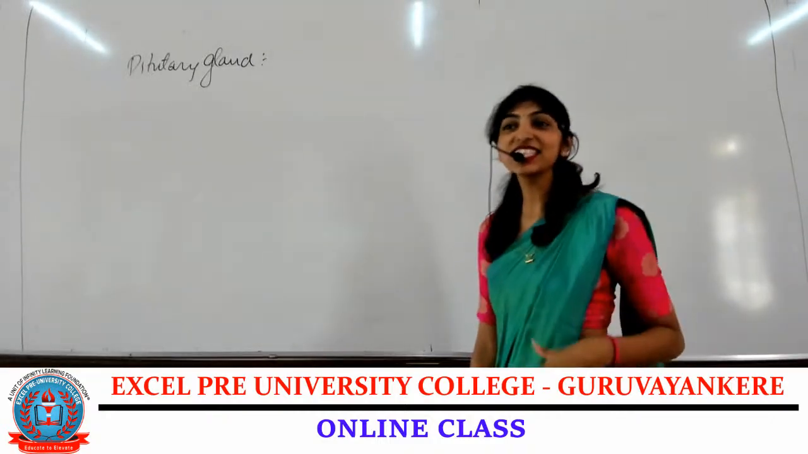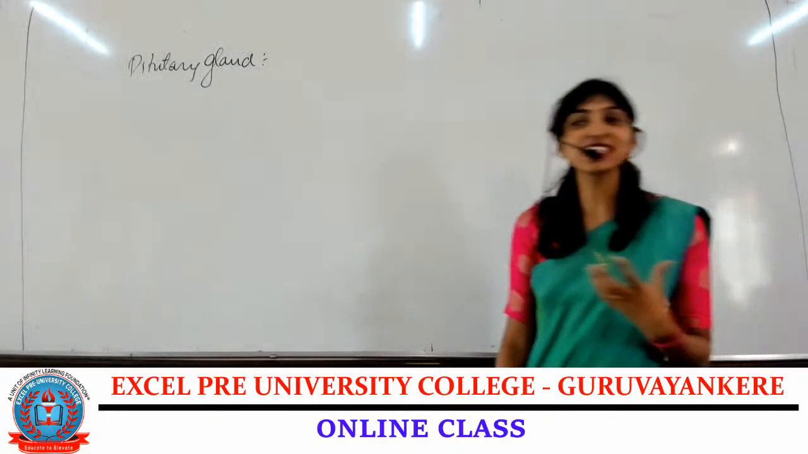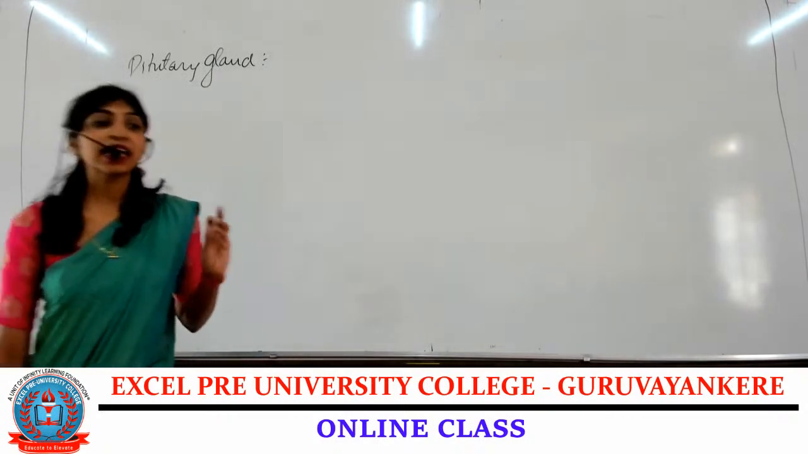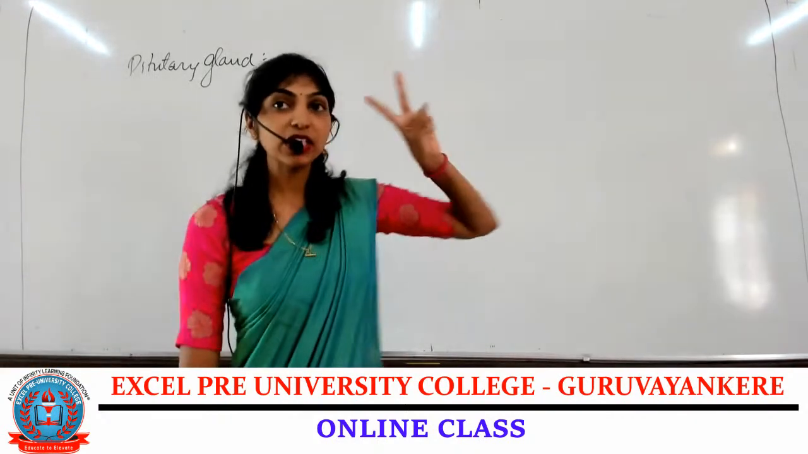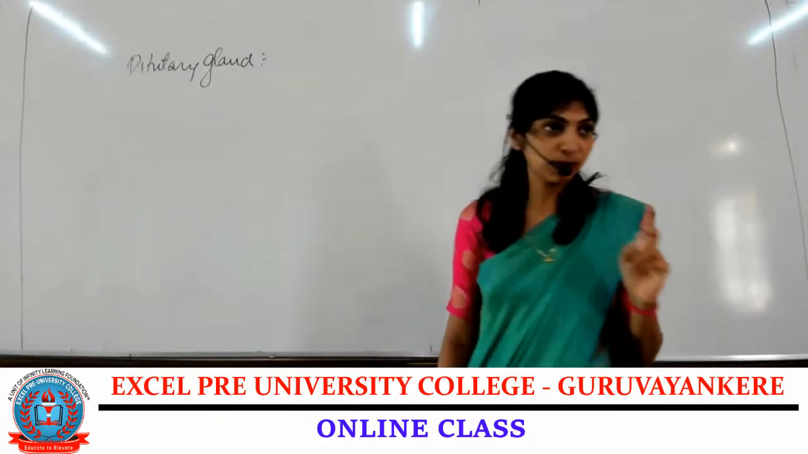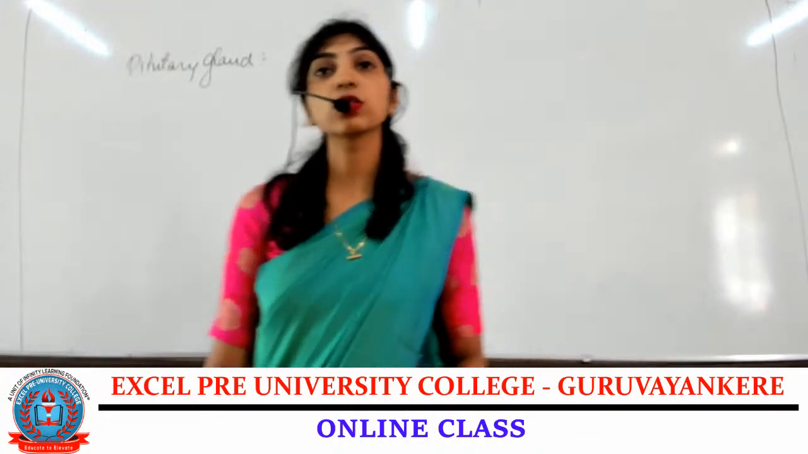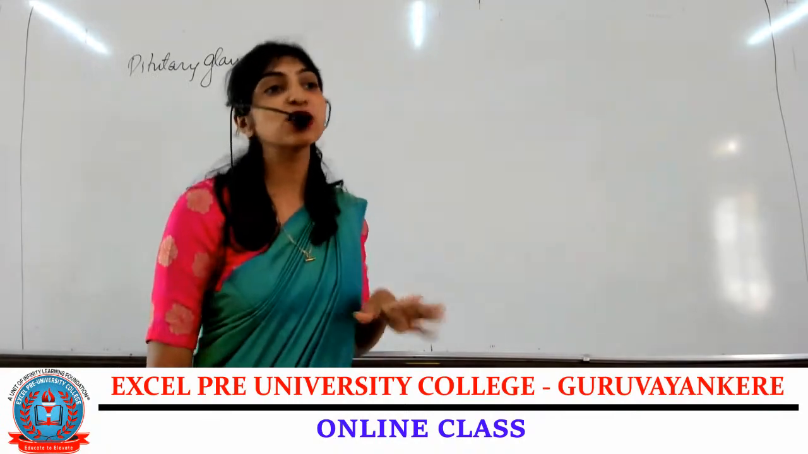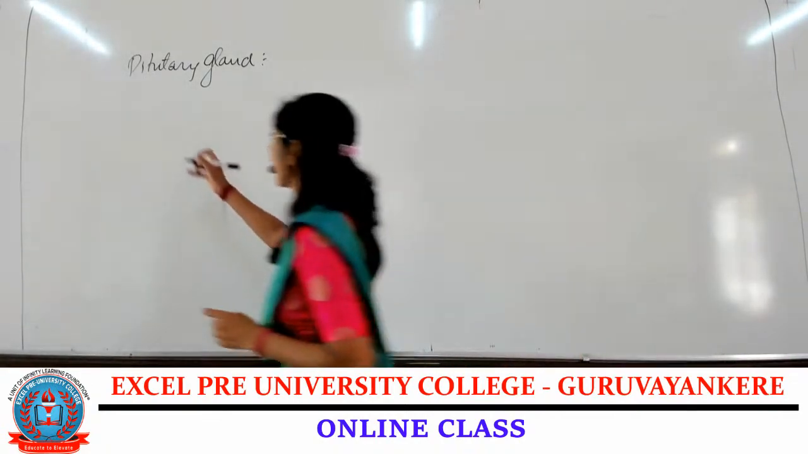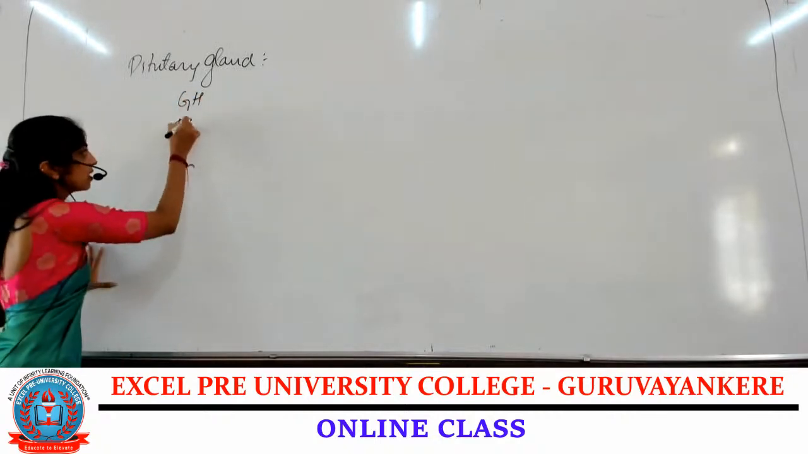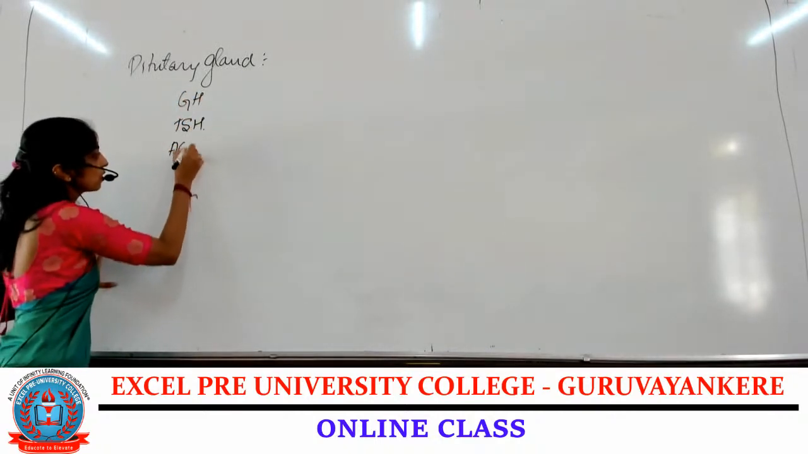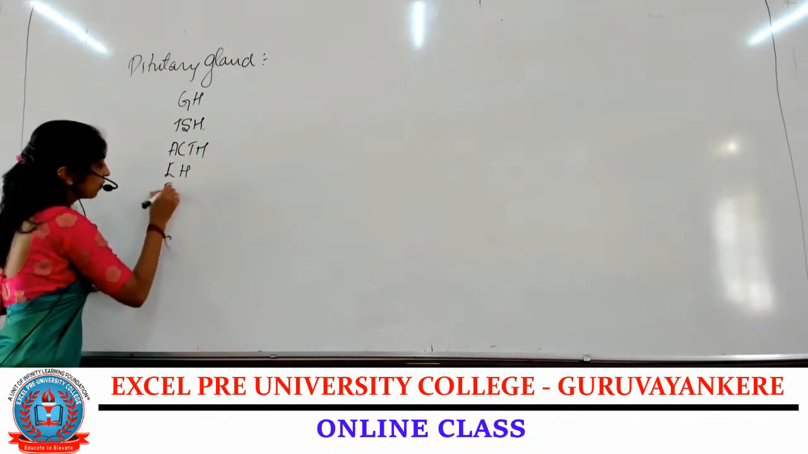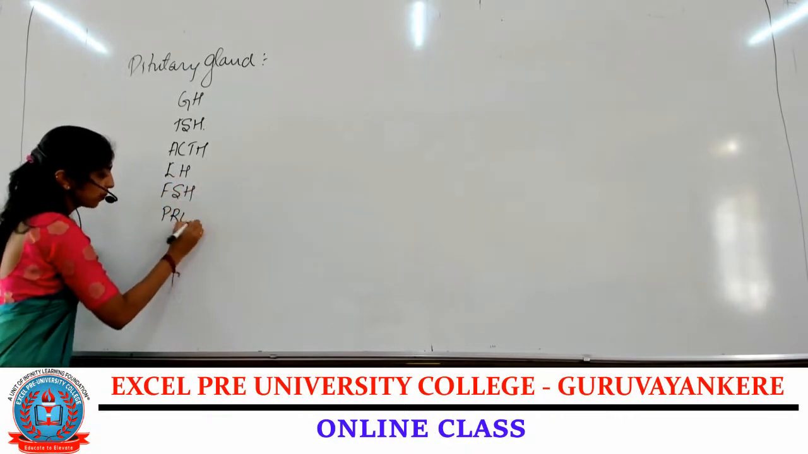The anterior pituitary is also called adenohypophysis, and the posterior pituitary is called neurohypophysis. The adenohypophysis has two regions, pars distalis and pars intermedia, and the neurohypophysis is also called pars nervosa. Pars distalis secretes mainly 6 types of hormones: growth hormone, thyroid stimulating hormone, adrenocorticotropic hormone, luteinizing hormone, follicle stimulating hormone, and prolactin.